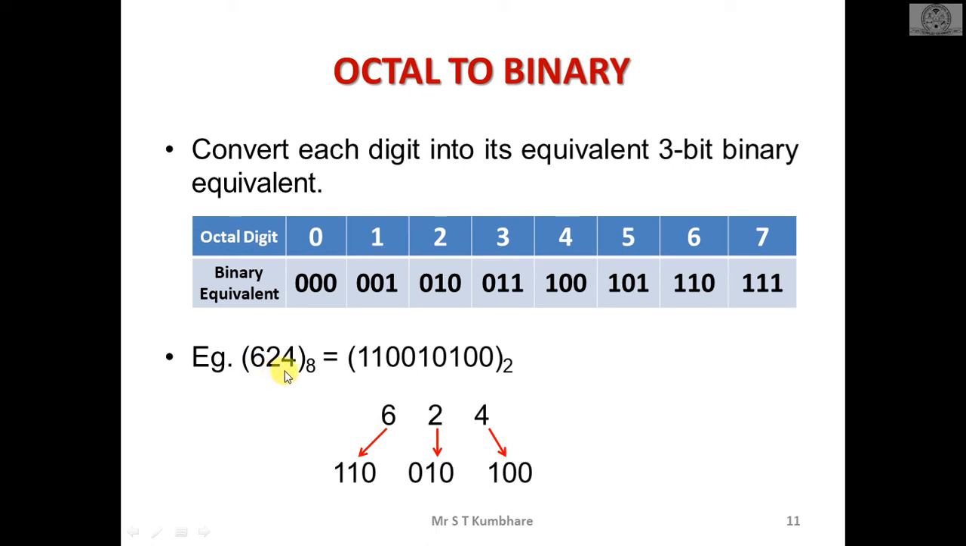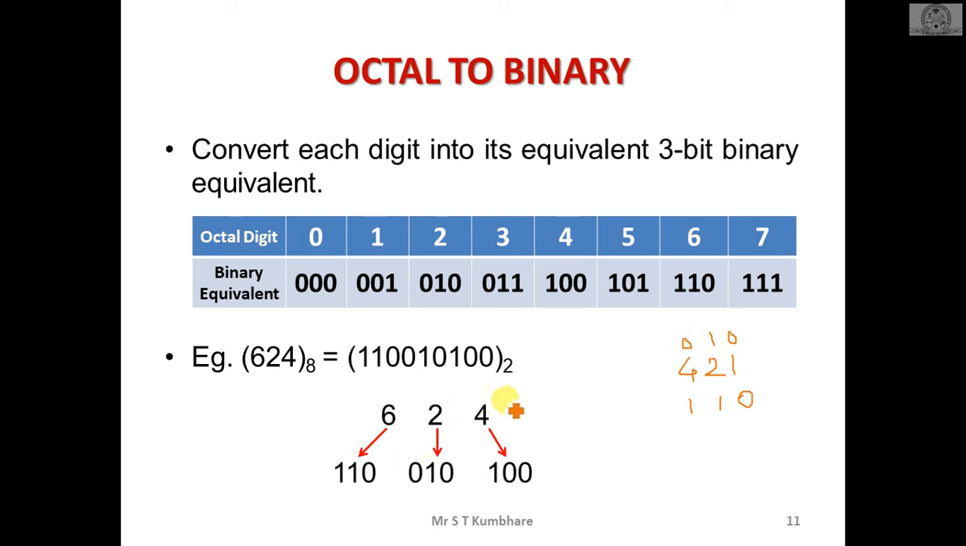I have to split these digits first: 6, then 2, then 4. Then I have to mention the equivalent binary code. Again, no need to remember this table. What you will do? 1, 2, 4. I want a binary for 6: 4 plus 2 is 6, so 1, 1, 0. I want it for 2. So 1, remaining are 0.